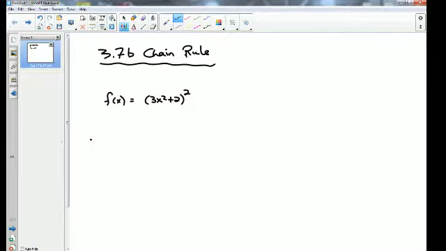It was like inside out. Okay, outside. So remember, this is the dy/dx, or whatever you want, however you want to say it. So which function is outside? The square. Yeah, we've got to derive that, right?